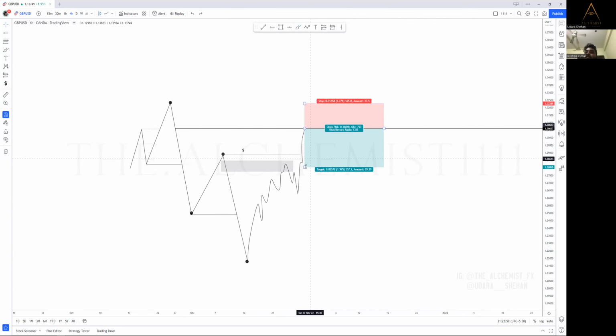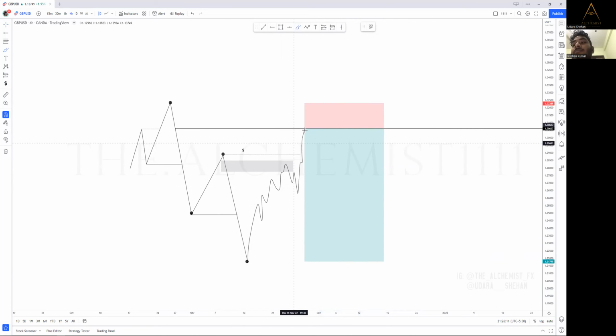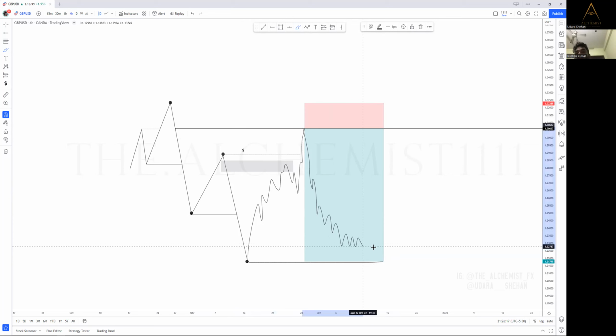But I know the risk to reward will not be that good. The stop loss will be big, but if you want an increased win rate, place your stop loss above the strong high. You'll see what happens. Okay, so from internal range liquidity, where do we target? External range liquidity. Then it could come down, might react from these areas, might consolidate.